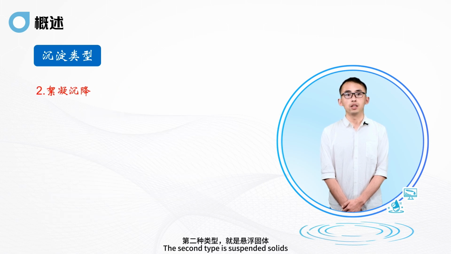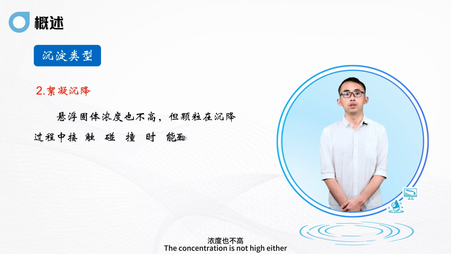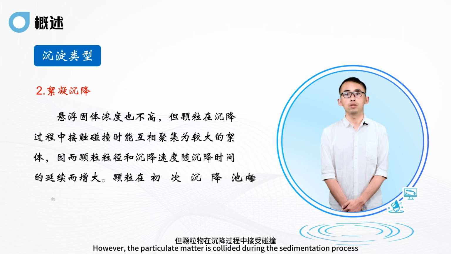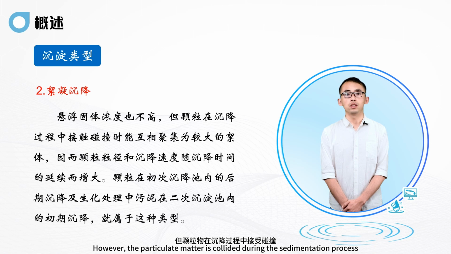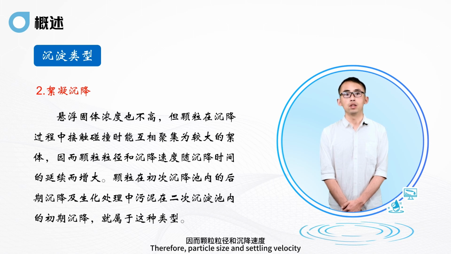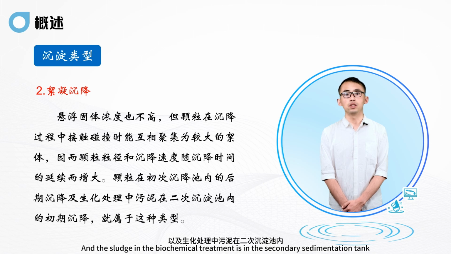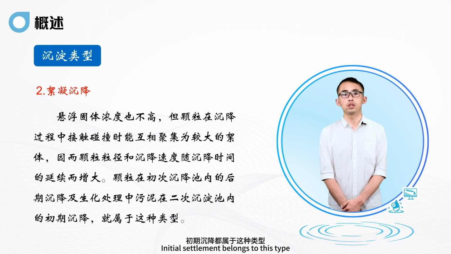The second type is flocculent settling of suspended solids. The concentration is not high either. However, the particulate matter collides during the sedimentation process, so that they gather together into larger flocs. Therefore, particle size and settling velocity increase with the continuation of settling time. Late settling of particles in the primary settling tank, and the sludge in the biochemical treatment in the secondary sedimentation tank. Initial settlement belongs to this type.